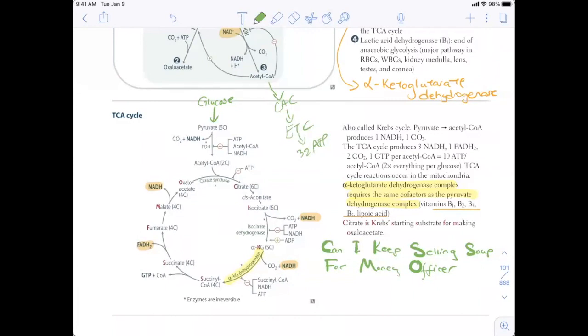So obviously the C is for your citrate, I for isocitrate, K for your alpha-ketoglutarate, all right? S for your succinyl-CoA. The second S is for succinate, F is for fumarate, M is malate, and O is oxaloacetate, all right?